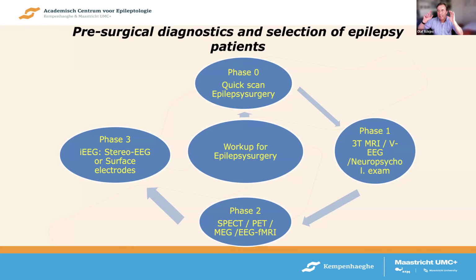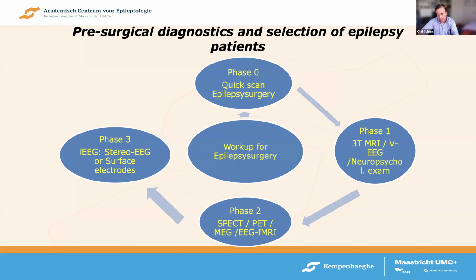When you have the easy patients, you can go directly to phase 4, epilepsy surgery. But the more difficult patients, where it's not so clear, you go to phase 2. Phase 2 is still non-invasive. In this phase, you could use a SPECT scan, a PET scan, a MEG, or EEG-fMRI to get more support for your hypothesis of where this focal epilepsy comes from.